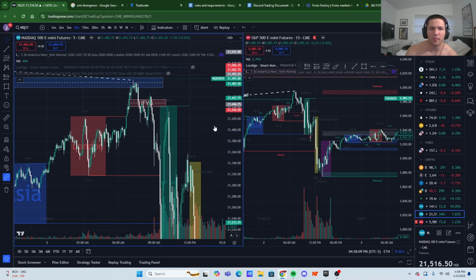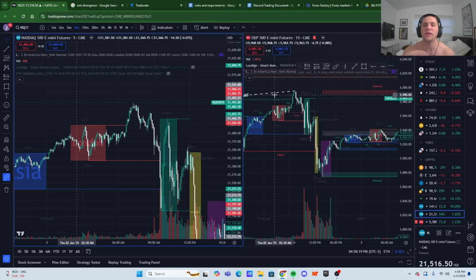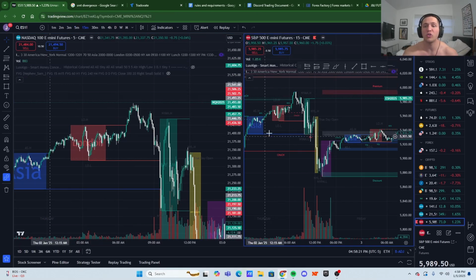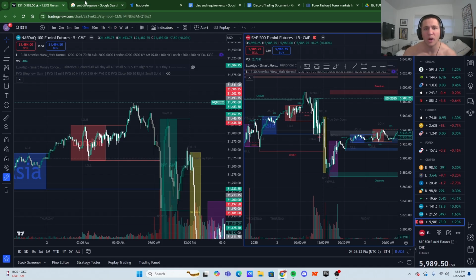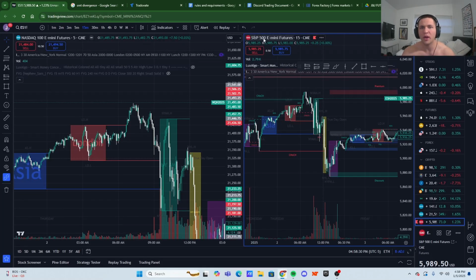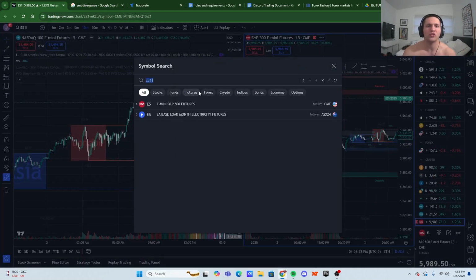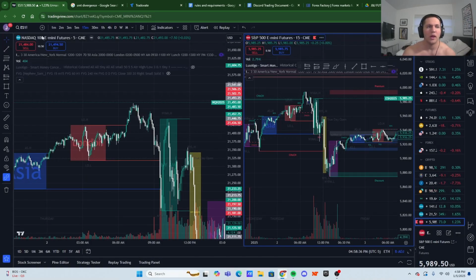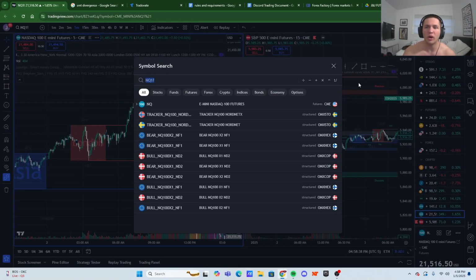So as you can see, SMTs are extremely powerful, and there are many videos on how to use SMTs for direction or even for entry. Some people enter off SMTs just because of how powerful they are. So one last time, we look at the picture. S&P 500, which, by the way, on futures on TradingView is called ES1 exclamation point. And then the NASDAQ is NQ1 exclamation point.